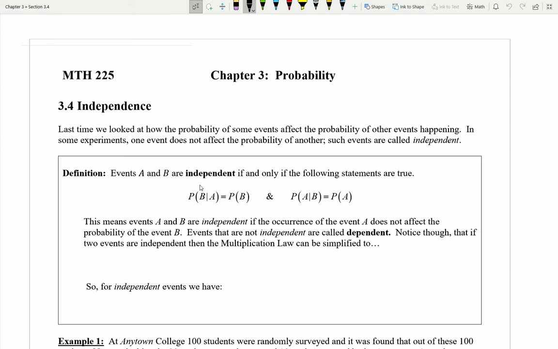Notice that this says the probability that B happens given A, so if A already happened, what are the chances of B? If that's identical to just asking the question, what are the chances that B happens, then these events are independent. You can think of a lot of examples like this, right?